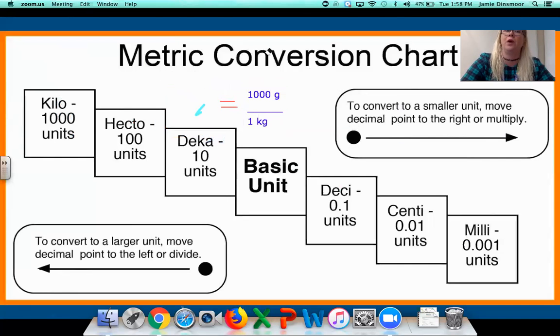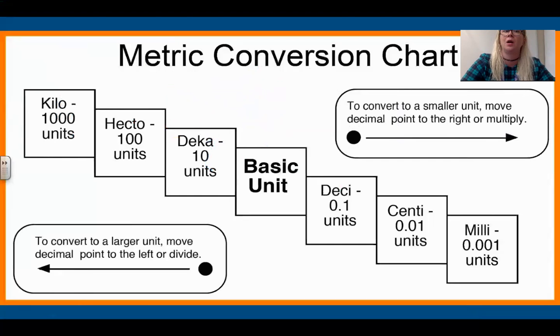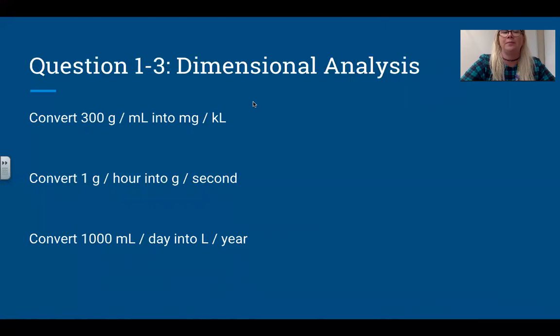Okay, so let's move on. All right, we are going to do the first two together. Then you're going to try to do the last one by yourself, and then we're going to check and go over it. So these are the kinds of questions that you will see, right? Convert 300 grams per milliliter into milligrams per kiloliter.